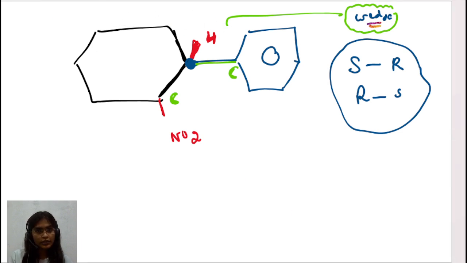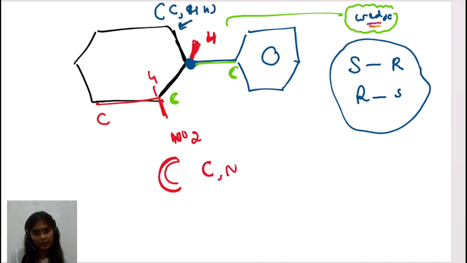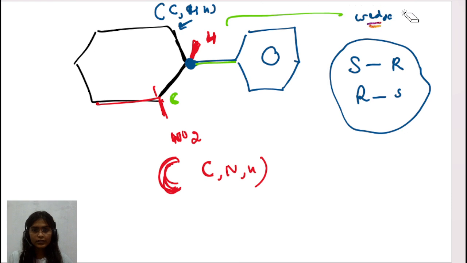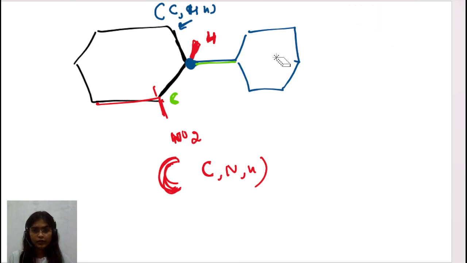So with respect to this carbon, we are having a carbon, hydrogen and hydrogen. Let's go with this one. Here nitrogen, carbon and hydrogen. So let me write here, we are having a carbon, nitrogen and hydrogen. Let's go with this side. Let's write the double bond like this. Okay, let's give the priority now.